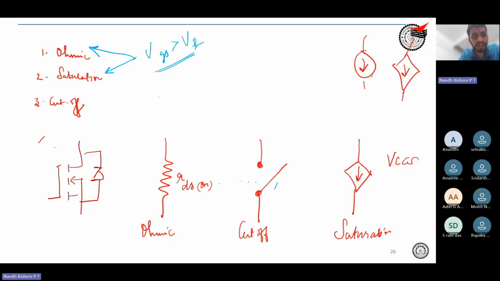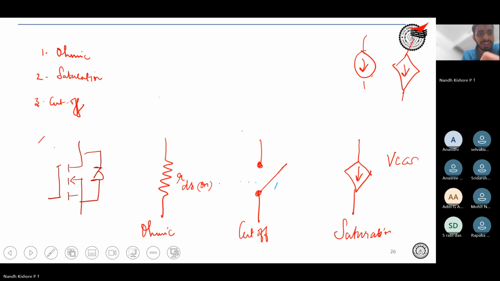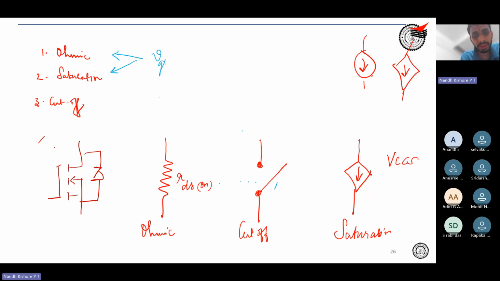So how do you tell whether the device is in ohmic region or saturation region? Anyone? Depends on VDS, the drain to source voltage. Correct. So you have VGS more than V threshold. Fine. You see what your VDS is. So you see whether VDS is more than or less than VGS minus V threshold.